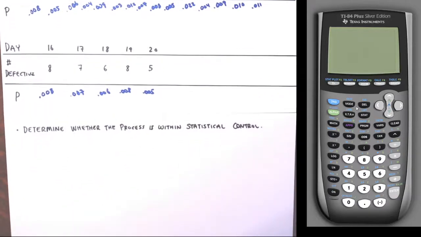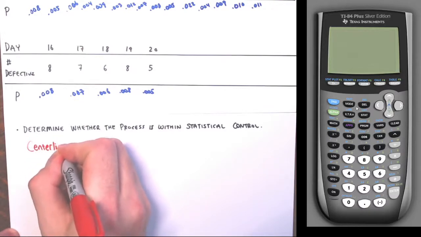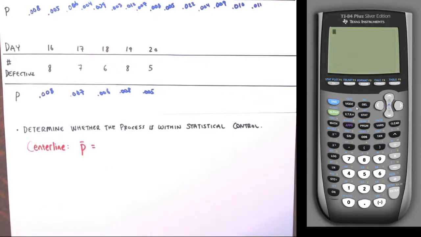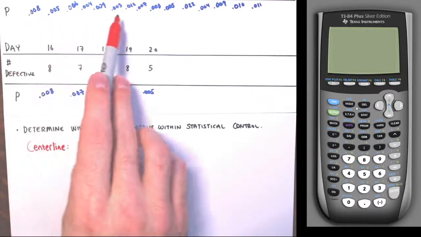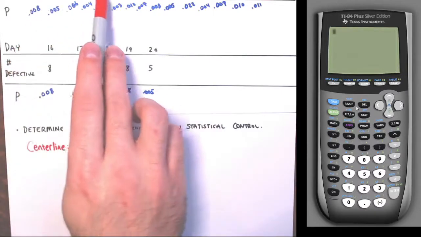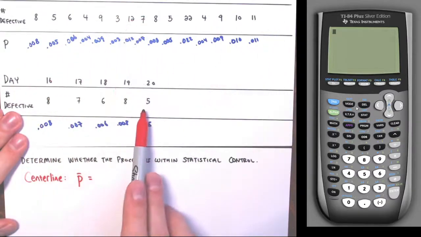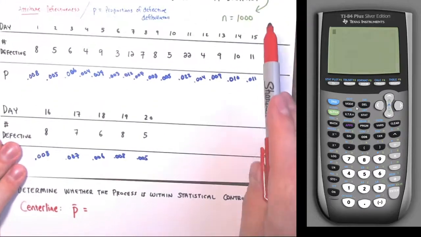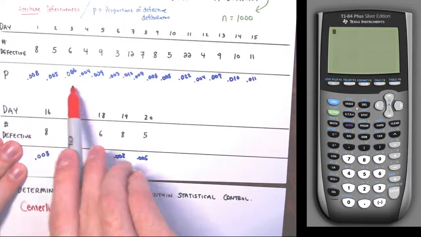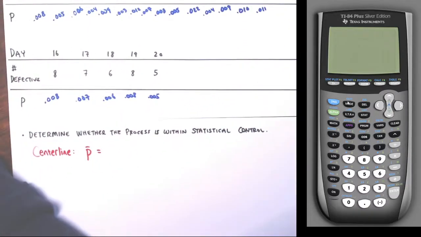All right. So what is the center line? Remember, that was that P bar, and that's the average. That's the mean value of all the P's, especially if they all have the same sample size. Or you could add up the number of defects. You could add up 8 plus 5 plus 6 plus all the way to 5 here, and then divide by 20,000, right? Because there was 1,000 each day. Or just take the mean value of all the P's, right?